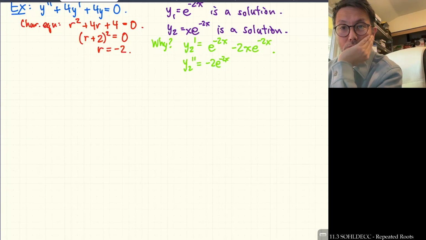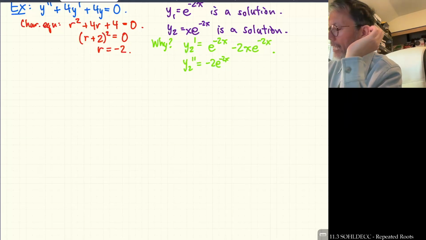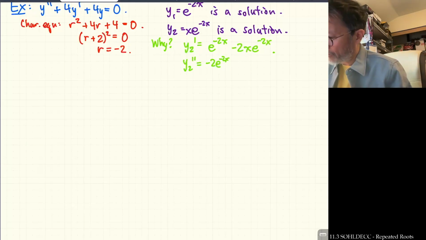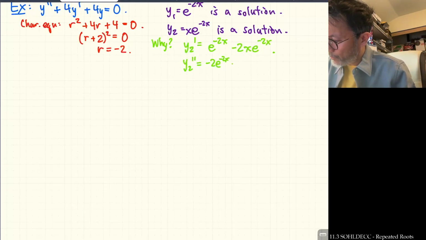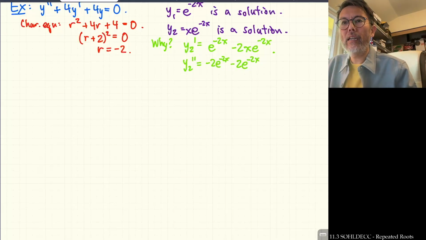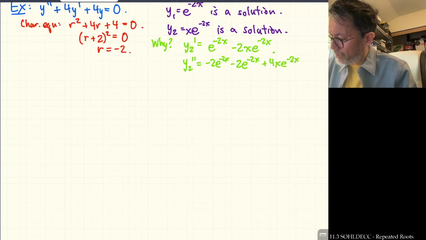I have to use... Oh, I should have done it differently. Anyway, I have to use the product rule. So I take the derivative of the first piece, which is negative 2, leave the second piece alone. I add to that the first piece left alone, which is negative 2x, times the derivative of the second piece, which gives me a plus 4x e to the negative 2x.